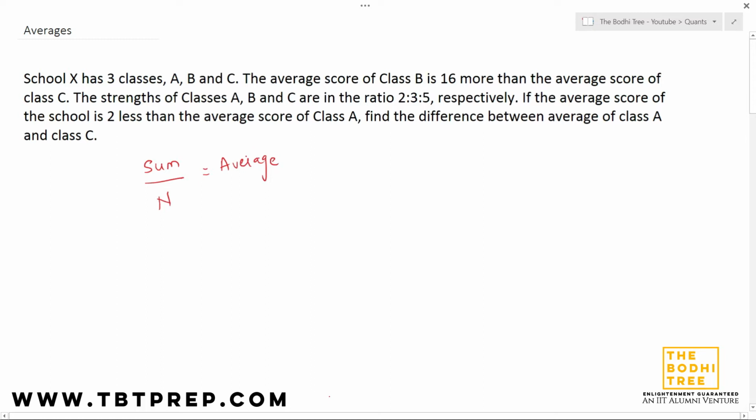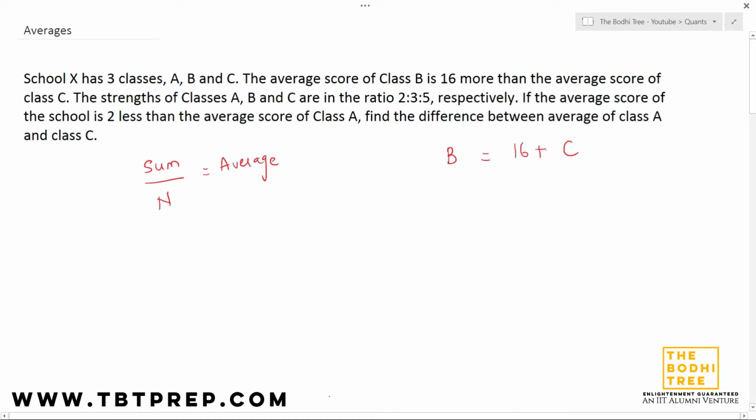School X has 3 classes. So this particular school has 3 classes, A, B and C. The average score of class B is 16 more than the average score of class C. So let's assume that the average score of class B is B, which is 16 more than the average score of class C, and let's assume it to be C, right? Let's stick to the classrooms that are given to us, and let's assume that those letters are averages, right? Simple. So average score of class B is 16 more than average score of class C.